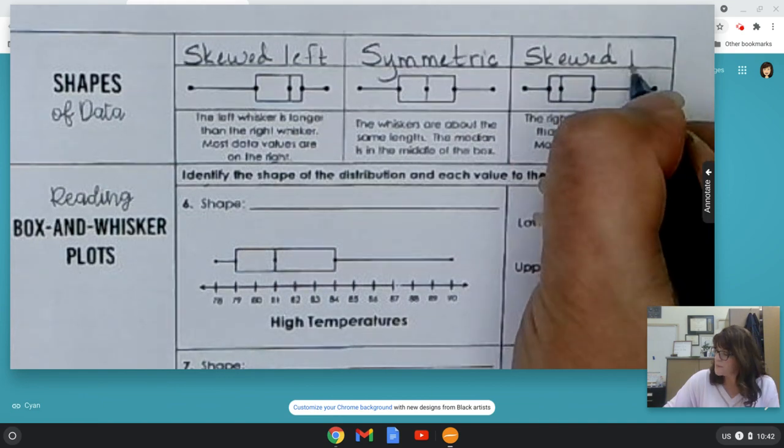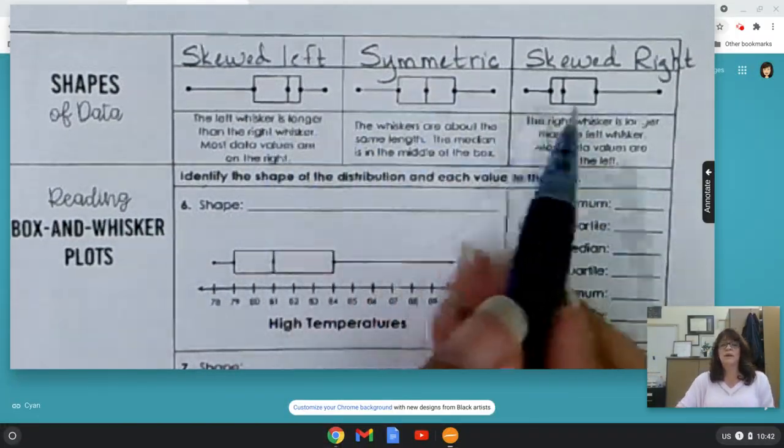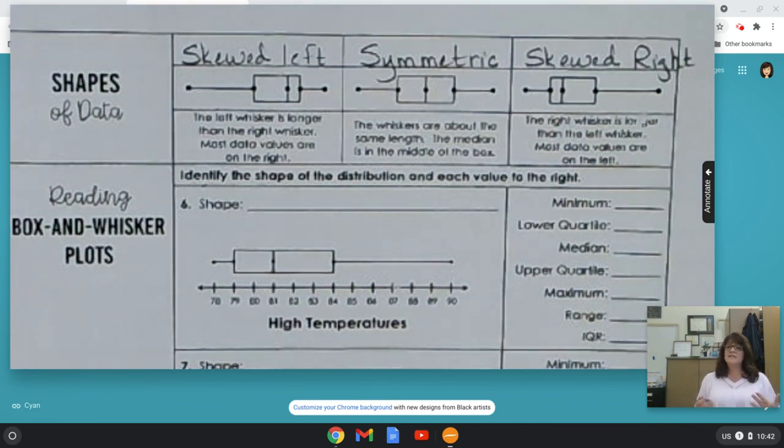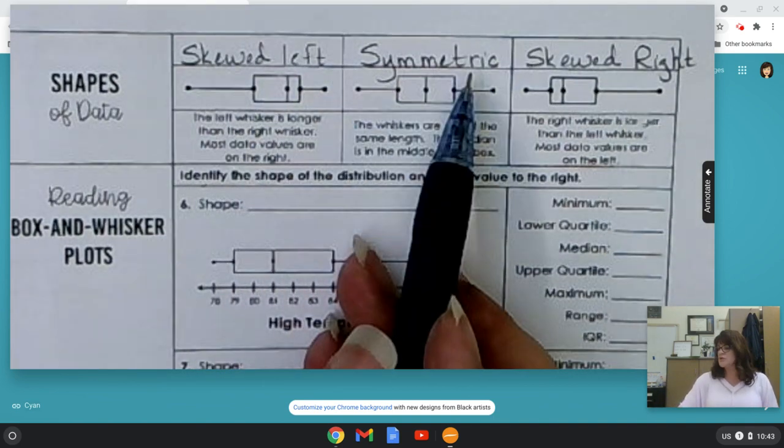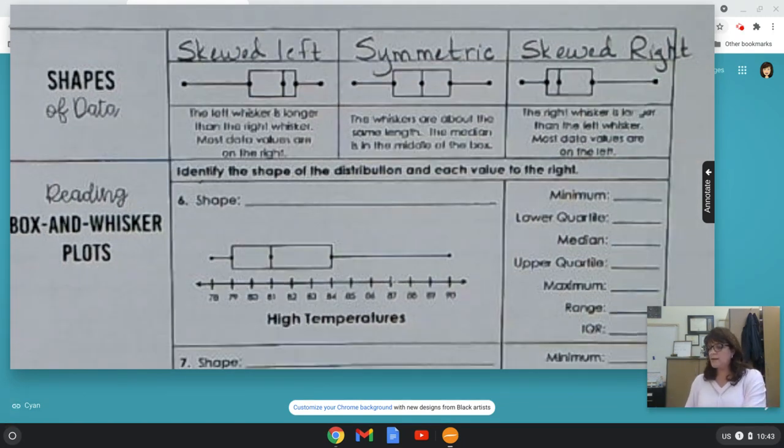Now, I might ask you to describe it, but I'm going to ask things like, where do you see most of the data? What does that tell you? So the exact terminology you use isn't somewhere we're going to lose our mind about in our class.